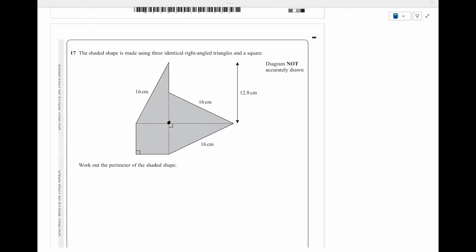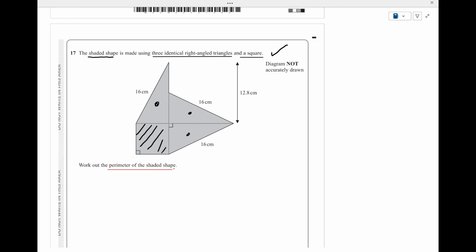Question 17. Right, I'm looking at this and I'm seeing some right-angled triangles, and it says here, look, the shaded shape is made using 3 identical right-angled triangles. Where are they? 1, 2, 3, and a square. Here's the square. So I understand that sentence. Work out the perimeter of the shaded shape.